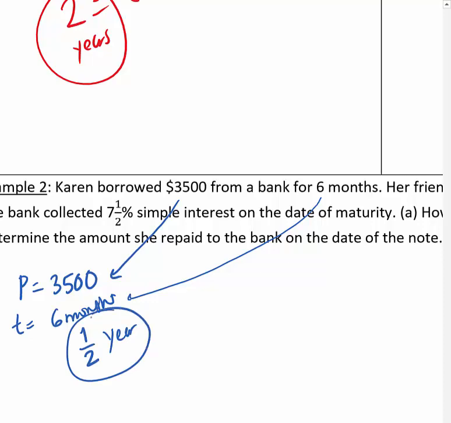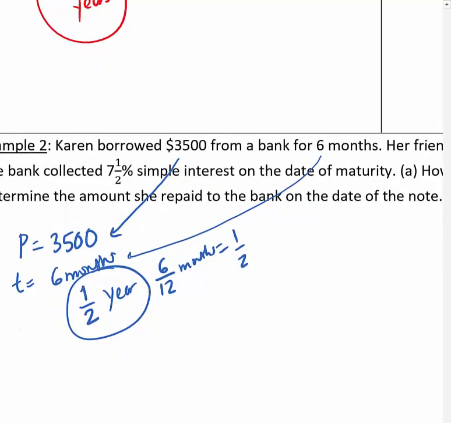So if I have to use this formula, I'm not going to put a 6 there, because that would be wrong. It has to be a fraction of a year. So half a year, or you could have done 6 out of 12 months, of course, but that reduces to a half, so either way you get the right thing.